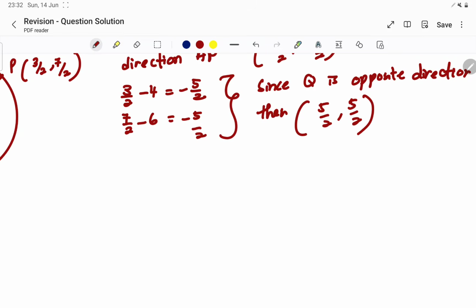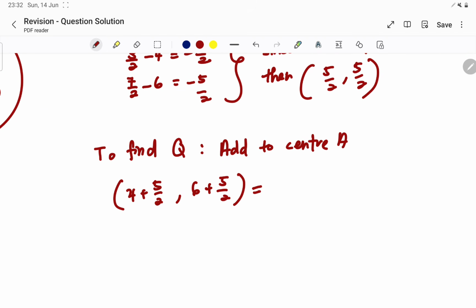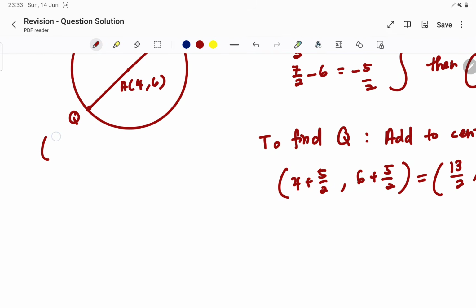Now, in order to find Q, just add the direction (5/2, 5/2) to the center A, which is (4, 6). So 4 plus 5/2, and 6 plus 5/2 also. Then you get 13/2 and 17/2. So this is your Q right now.